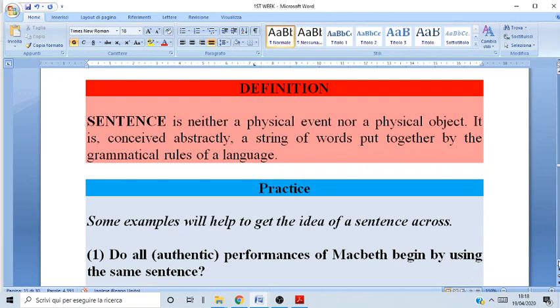Second definition, the definition of sentence. A sentence can be defined as a string of words that are put together by the grammatical rules of a language. So a sentence has to deal with grammar, okay? It is a string of words that makes sense from a grammatical point of view in a language.